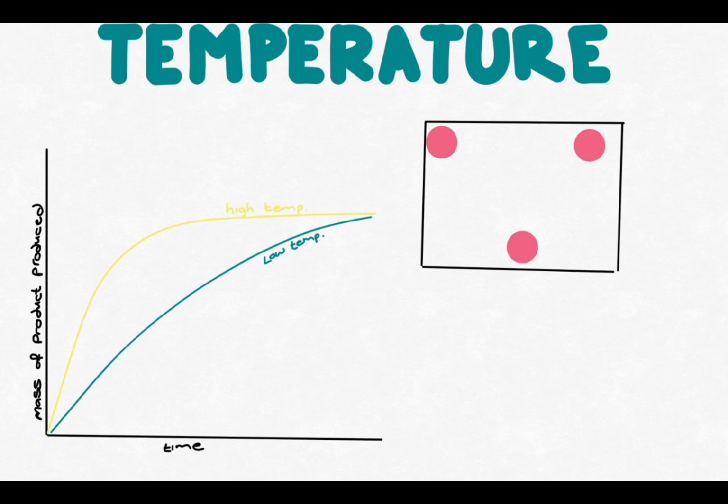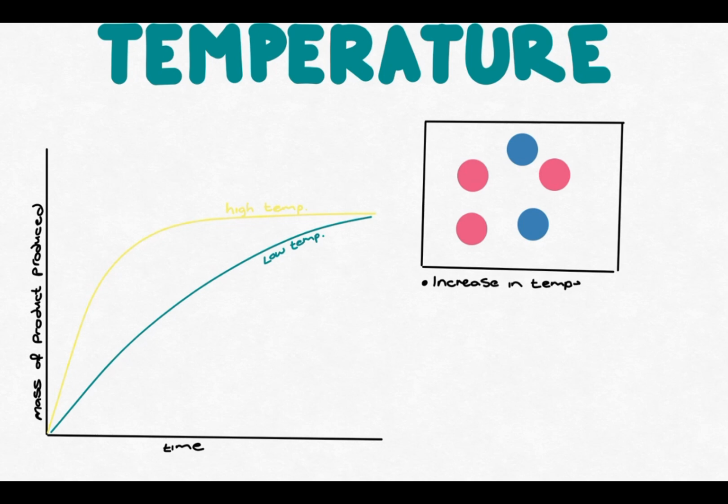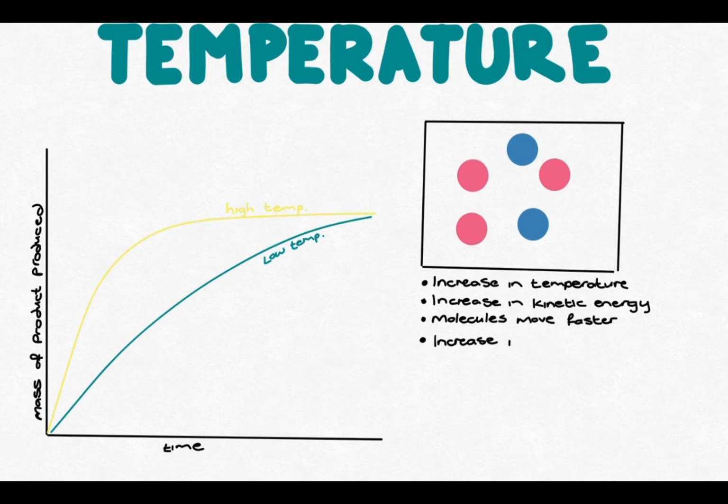Now, when we use a low temperature, our particles will move slower. They will also have less energy, which means that there would be less successful collisions. But if we increase the temperature, we increase our kinetic energy and our particles move faster. Our particles also have more energy, meaning that we'll have more successful collisions. This is because increasing the temperature means that the particles will have more kinetic energy. This will cause more collisions per second, leading to more frequent and successful collisions per second, and a greater rate of reaction.